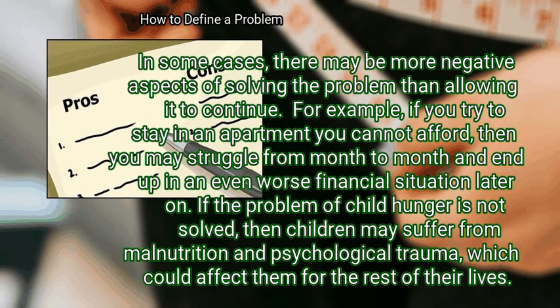In some cases, there may be more negative aspects of solving the problem than allowing it to continue. For example, if you try to stay in an apartment you cannot afford, then you may struggle from month to month and end up in an even worse financial situation later on. If the problem of child hunger is not solved, then children may suffer from malnutrition and psychological trauma, which could affect them for the rest of their lives.